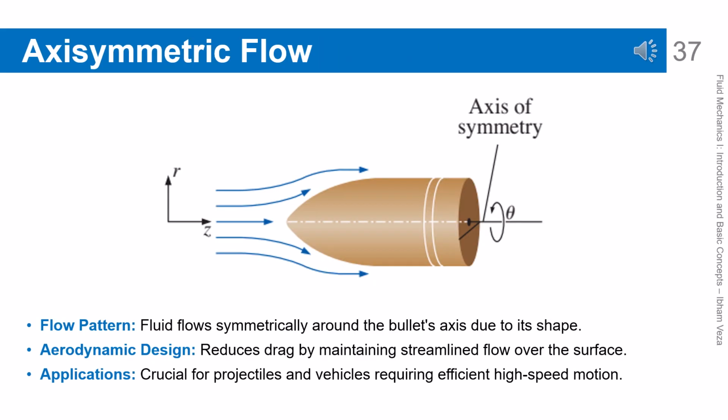Axisymmetric flow. Because of its shape, the flow around a bullet is symmetric about its central axis. This flow pattern simplifies analysis because only one plane needs to be considered. Streamlined design aims to maintain this stable flow pattern. This reduces drag and improves motion efficiency. This concept is important in the design of projectiles and high-speed vehicles.